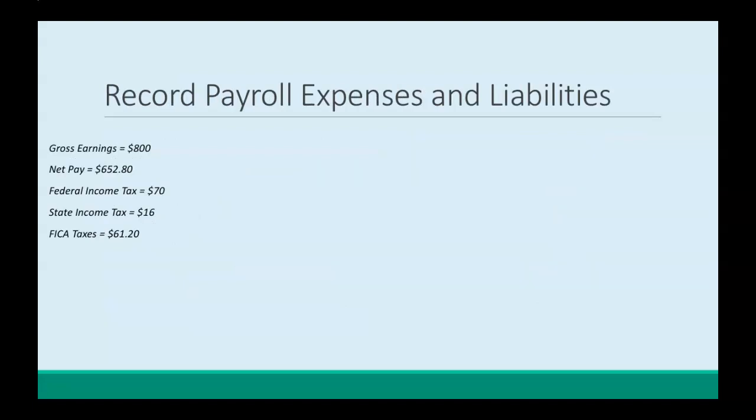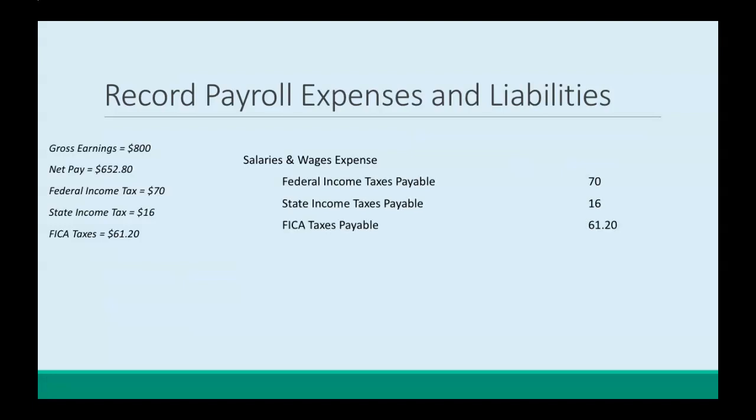Now we can start working on these journal entries. So to record the payroll expenses and liabilities, we're going to debit our salaries and wages expense. Then we're going to start crediting our taxes. We have federal income taxes payable, state income taxes payable, and FICA taxes payable. We also need to credit salaries and wages payable. So you'll notice our expense and salaries and wages payable don't have amounts right now, right?